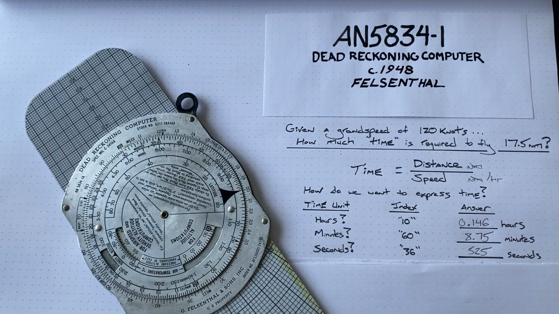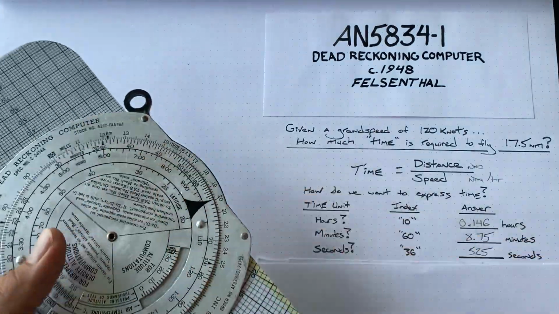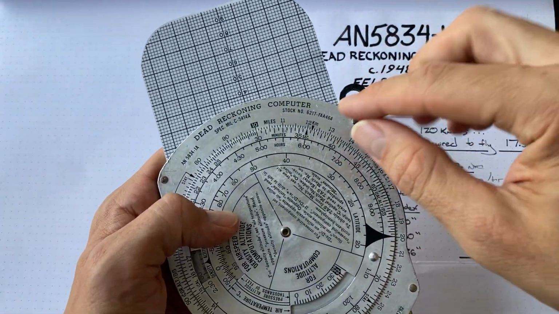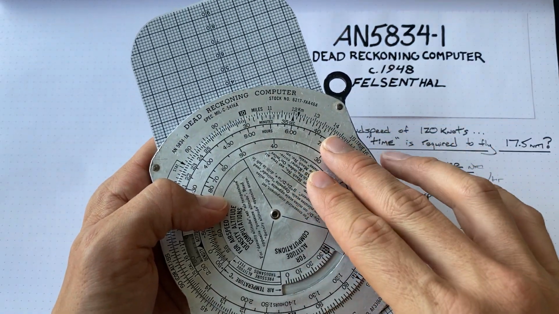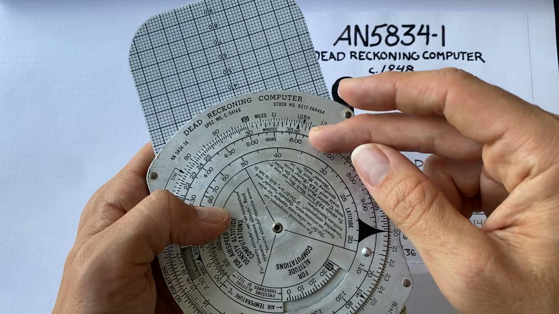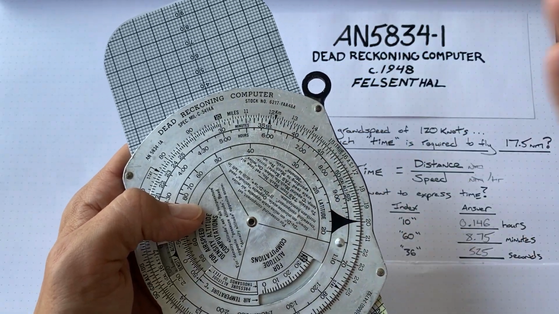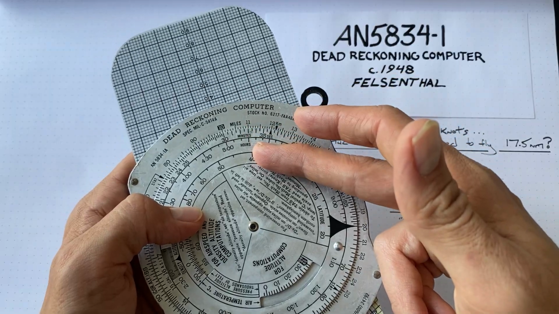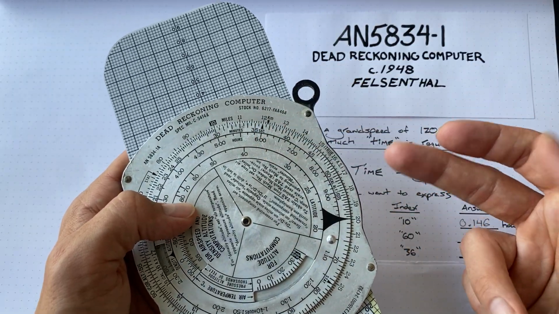Now I know what you're saying. That's even worse. Nobody wants to think in terms of hundreds of seconds. But there's a cool little trick here. So the inner scale of the flight computer has minutes and hours. And the relationship between minutes and hours, we all know 60 minutes in an hour, is the same as the relationship between seconds and minutes, 60 seconds in a minute.